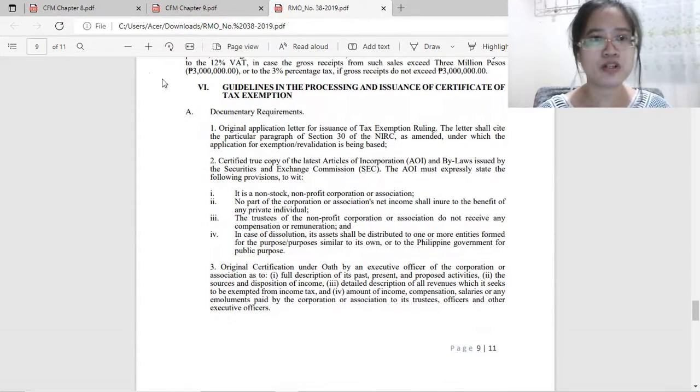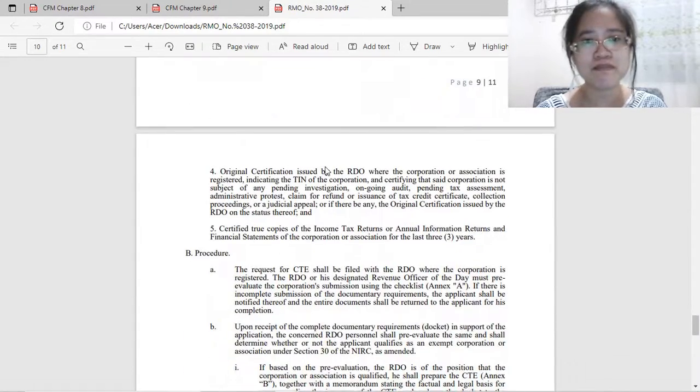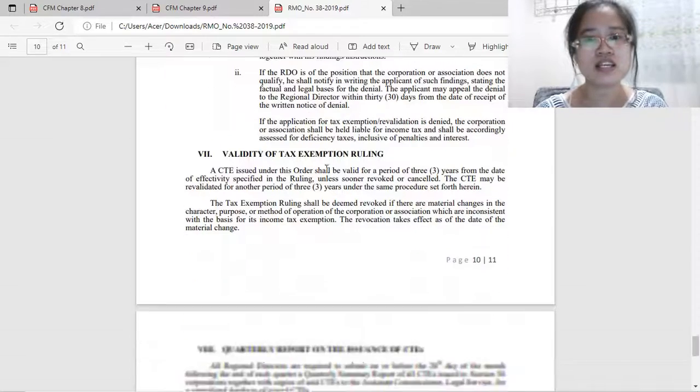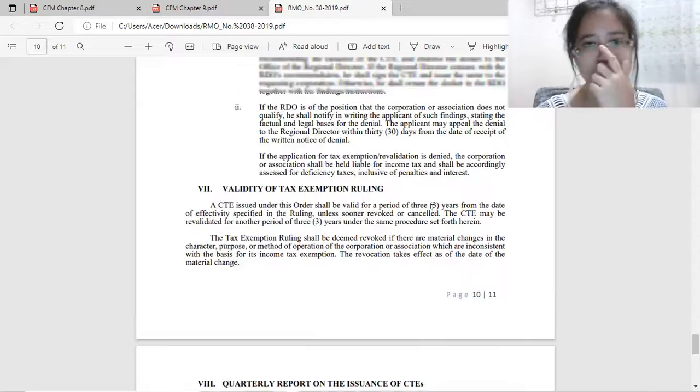So on this part, guidelines in the processing and issuance of certificate of exemption, application essentially. Okay, so these are the documentary requirements. Kindly read on your own sweet time. Again, this is only for the Philippines. Okay, this is issued by the BIR here in the Philippines.